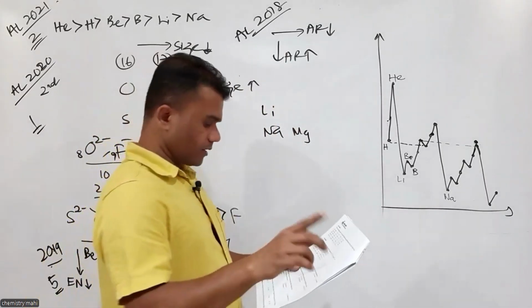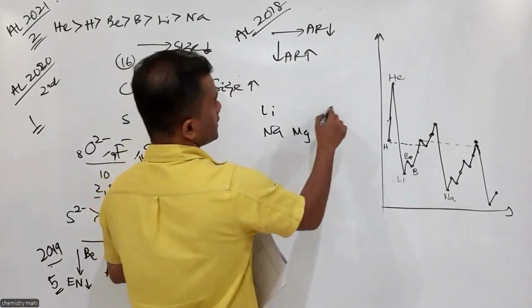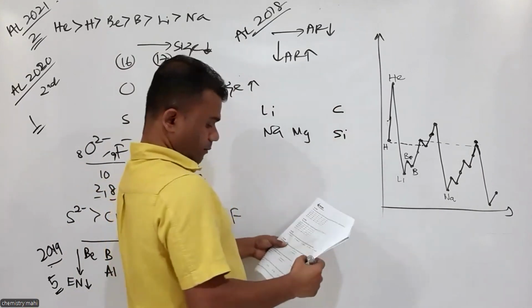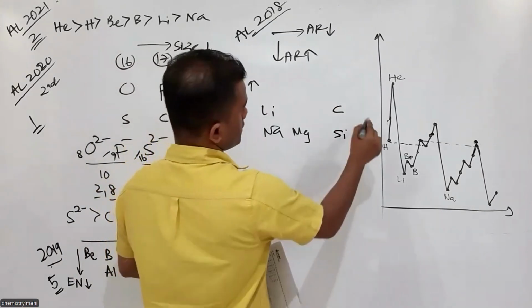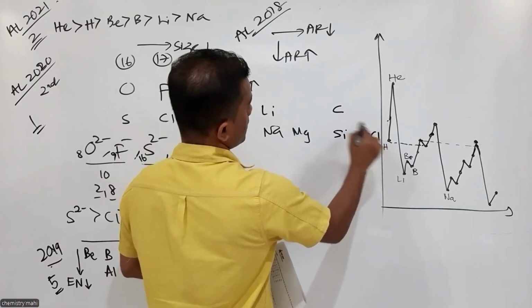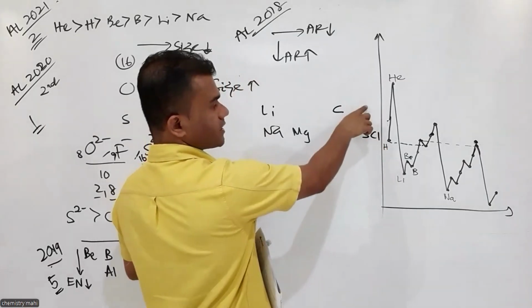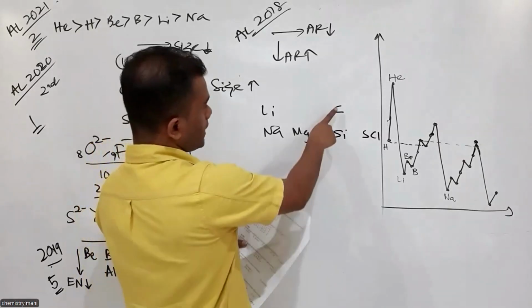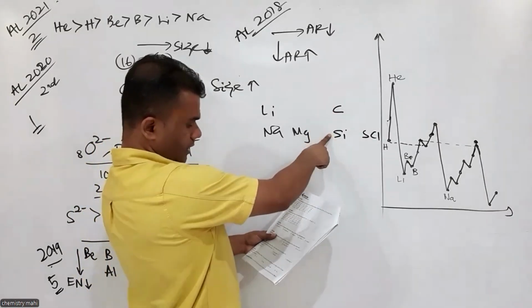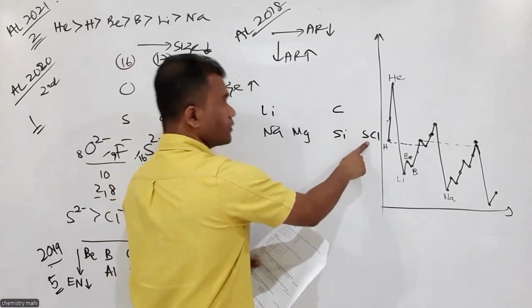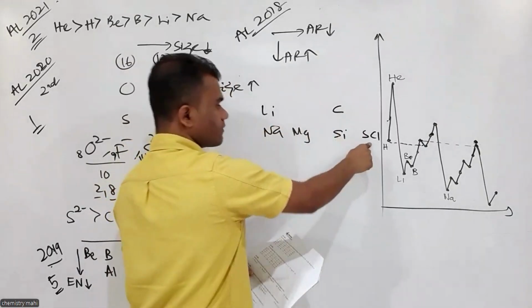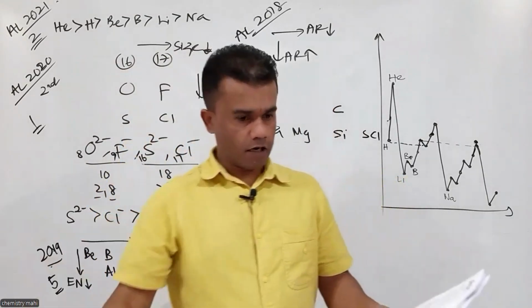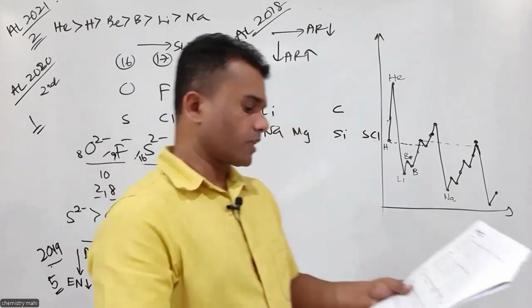Second set, carbon, silicon, sulfur, chlorine. Where do you find it? Carbon here, group 14. Silicon here. So sulfur somewhere here, chlorine somewhere here. Group 16 and 17 in the same period. So then carbon to silicon increasing, yes, but silicon to sulfur decreasing. But according to this, sulfur larger than silicon. It can't be.